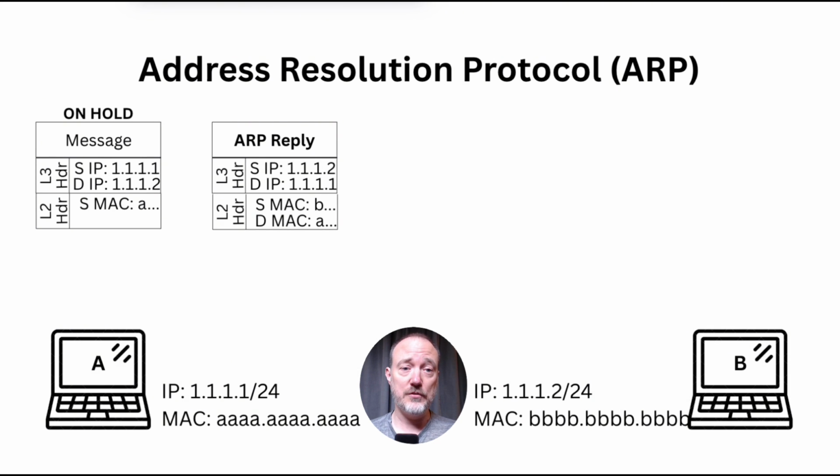When PCA receives the ARP reply, again, it checks the layer 2 destination and sees that the MAC address of all A's is its own MAC address. So it has reached its layer 2 destination. So PCA can remove the layer 2 header and then look at the layer 3 header. PCA sees that the source IP address is 1.1.1.2, and now it can also check its ARP table to see if there's an entry for that IP.